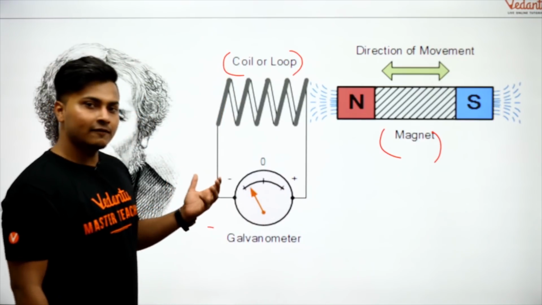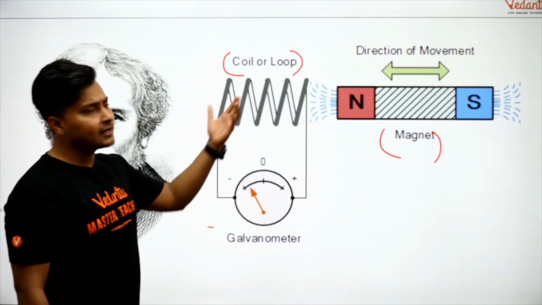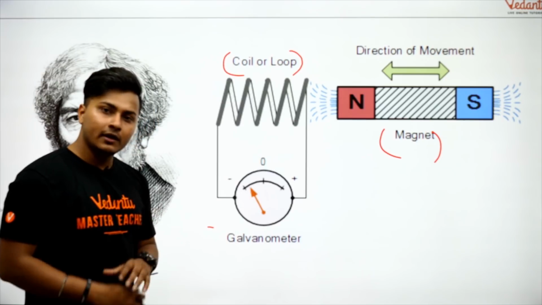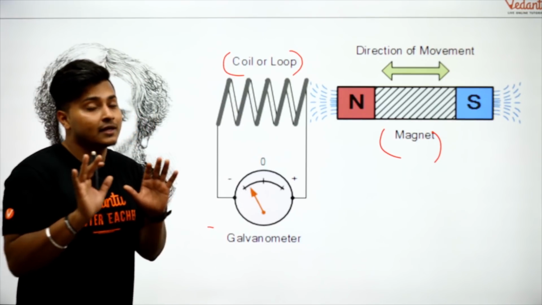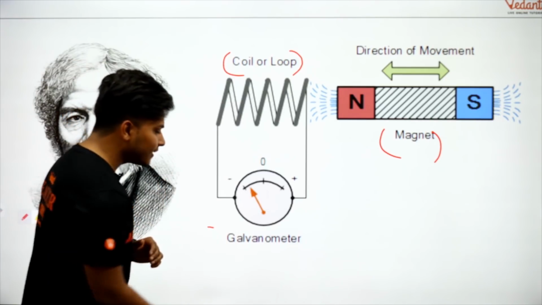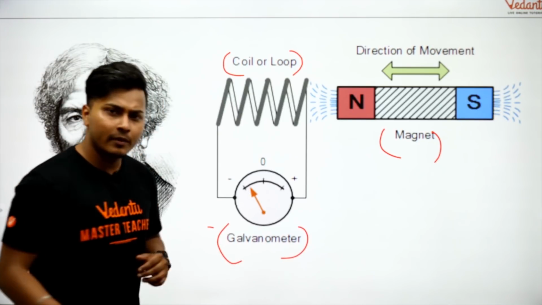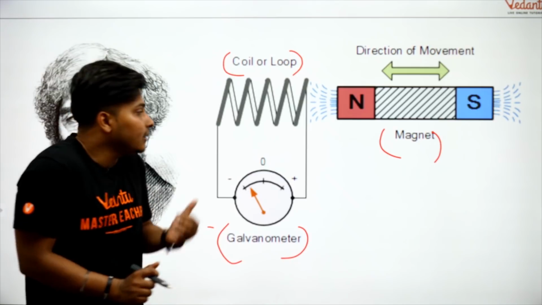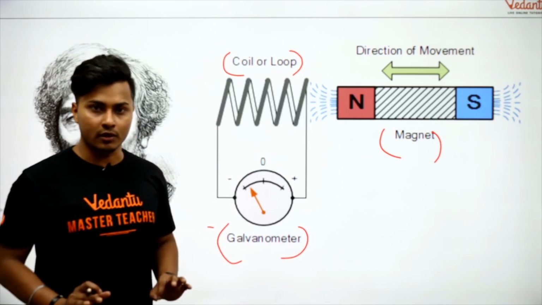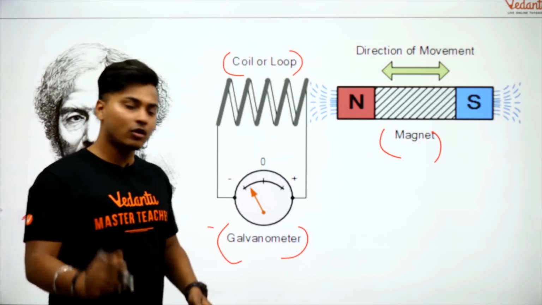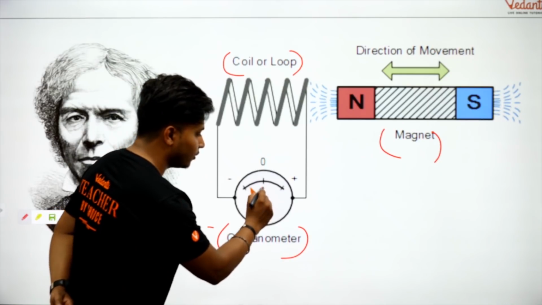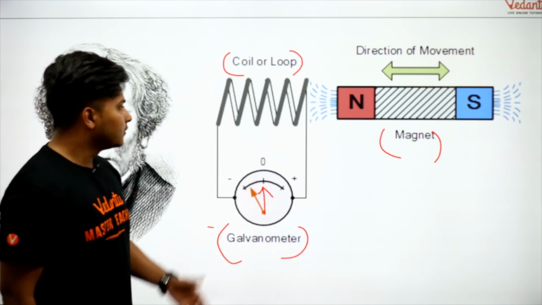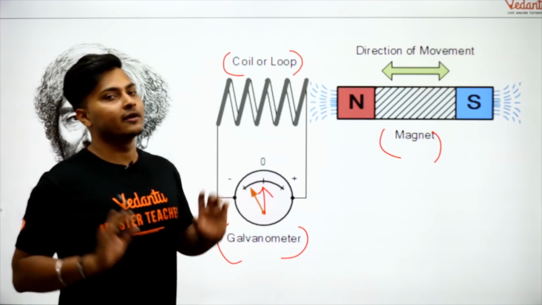What did Mr. Michael Faraday do? He connected the coil with the galvanometer, not with the battery, but with the galvanometer. I believe all of you guys know the purpose of a galvanometer. It's nothing but to detect the electric current in the coil, if it is there or not. So right now the galvanometer is at zero deflection because there is no battery connected to it, hence no current flowing.